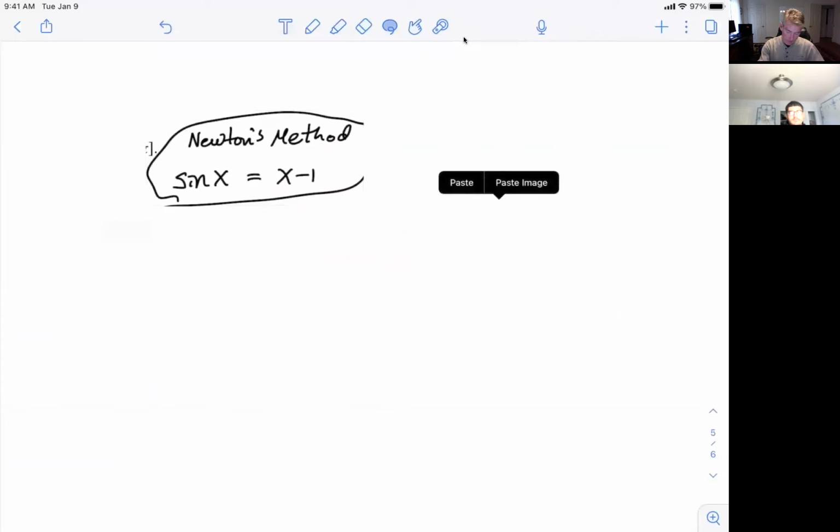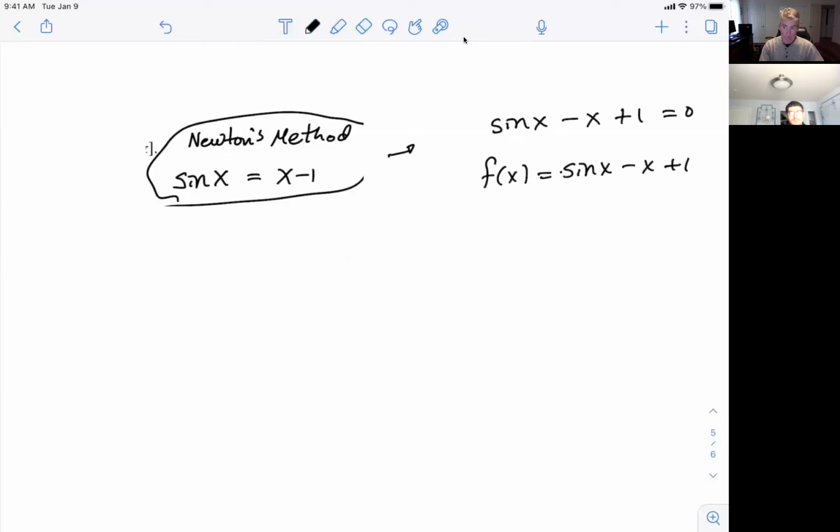Okay, so for Newton's method, the first thing to do is you set it equal to 0. So I'll just subtract the x and add the 1. So it's going to be sine of x minus x plus 1. And then you call that the function f of x. So sine of x minus x plus 1. And then you take the derivative. The derivative of sine is cosine, and then minus 1. And then the formula for Newton's method is x minus the function over the derivative.